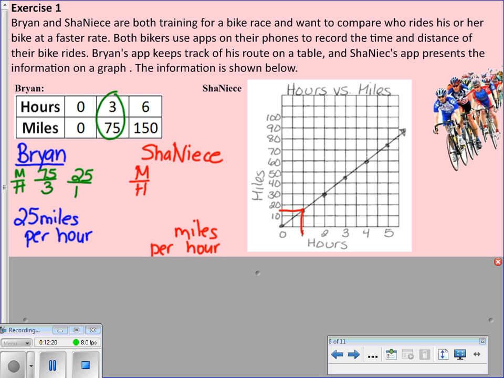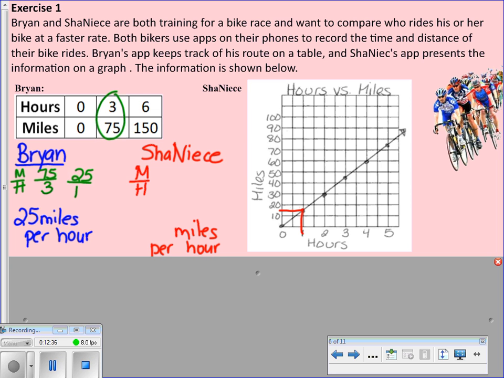But right away, do we already know who's faster? Because if she's approximately 15 miles per hour, is 15 miles per hour slower or faster than Brian's 25? Slower. So we already know Shanice is slower.